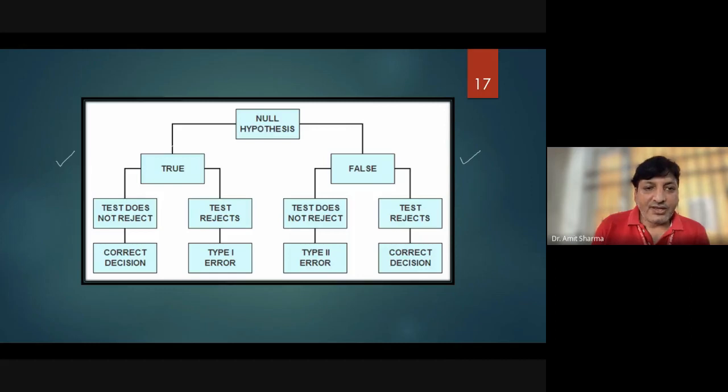When the null hypothesis is true and the test does not reject the null hypothesis, it is a correct decision. If the test which you have applied rejects the null hypothesis, it means type 1 error has occurred. And opposite of that, when the test does not reject a false null hypothesis, it means type 2 error has occurred. And if the test rejects it, that is a correct decision. So you want to be on this side.